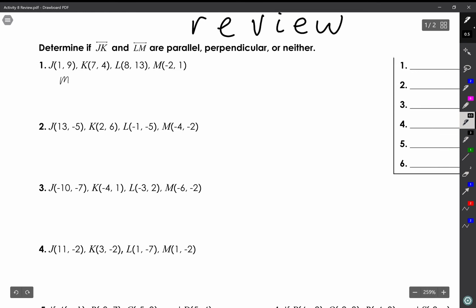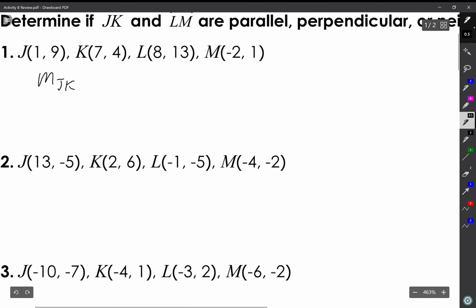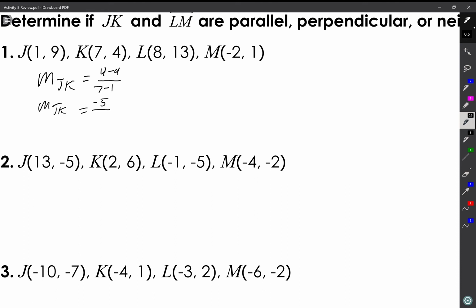So MJK is equal to 4 minus 9 over 7 minus 1. And that just simplifies to -5 over 6. And that's as far as we can go with that one. So -5 over 6.